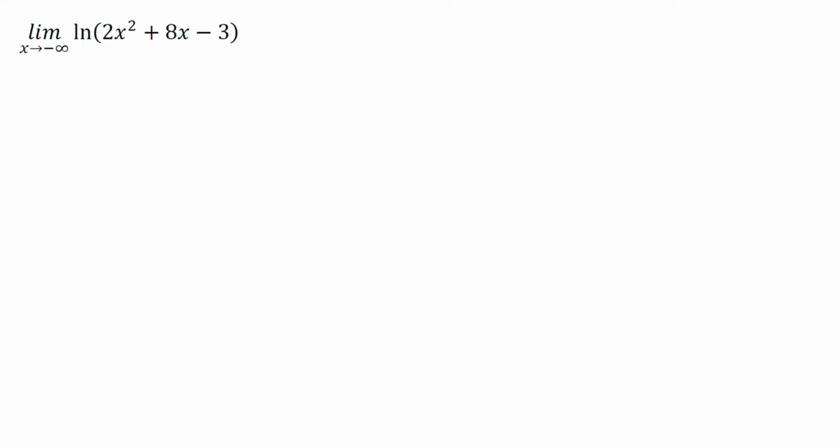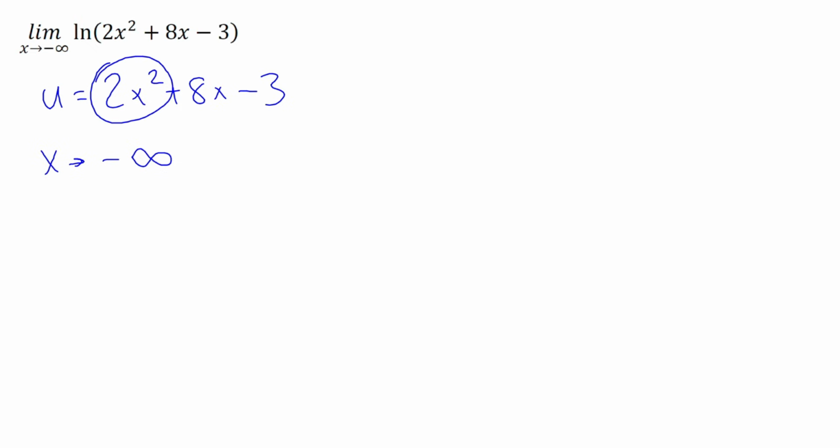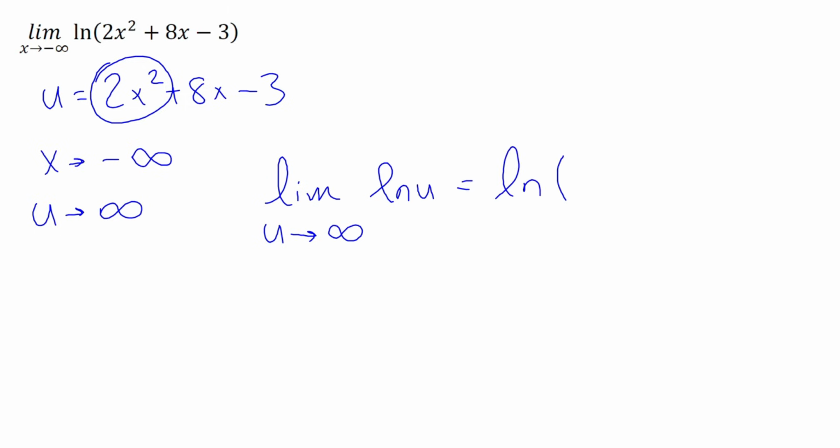We'll use a similar process here. We're just going to do a limit with the u substitution. We'll let u equal 2x squared plus 8x minus 3. And as x goes to negative infinity, the x squared term, that highest power, is what dominates. So negative infinity squared is infinity. So as x goes to negative infinity, u goes to positive infinity. So this can be rewritten as a limit as u approaches positive infinity of the natural log of u, which is the natural log of infinity, which is infinite.